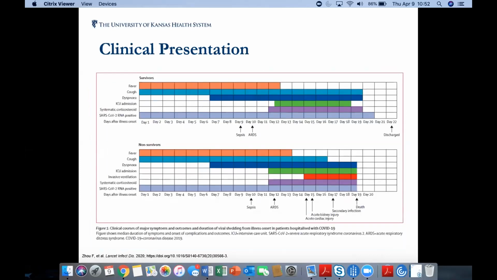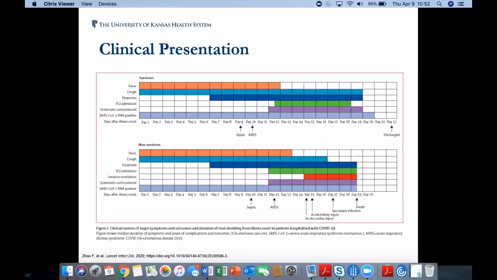So this is a typical clinical presentation looking at survivors versus non-survivors. And again, this is looking at median values from patients in Wuhan, China. So 200 patients overall were included in this study. 145 of those were survivors, 55 non-survivors. And you can see that in survivors and non-survivors, sepsis and ARDS typically manifest around the same time, but your non-survivors, these are the people that are likely going to have those extrapulmonary complications.